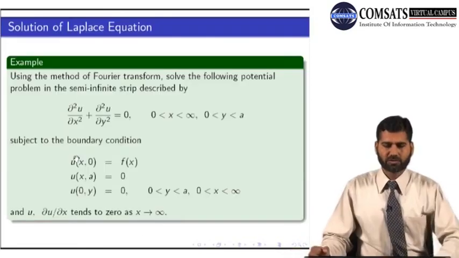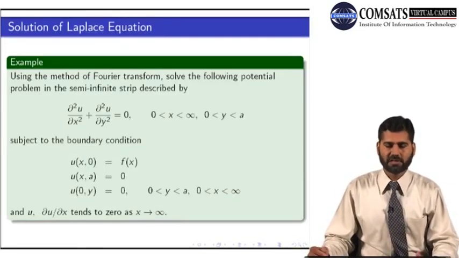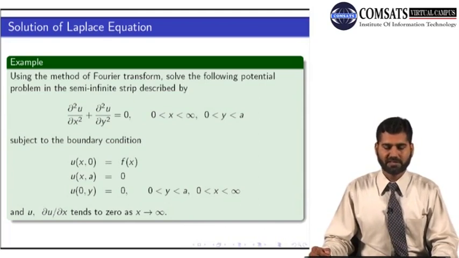All right? So one more example here, solution of the Laplace equation. Using the method of Fourier transform, solve the following potential problem in the semi-infinite strip described by partial squared u by partial x square plus partial squared u by partial y square is equal to 0. X goes from 0 to infinity and y goes from 0 to a. Subject to the boundary conditions, u(x,0) equal to f of x.